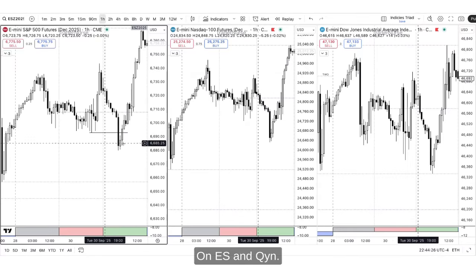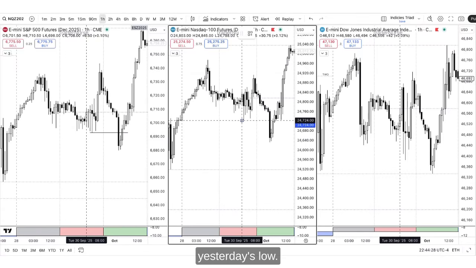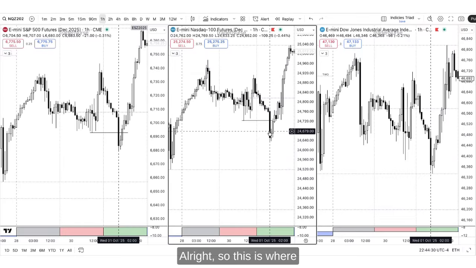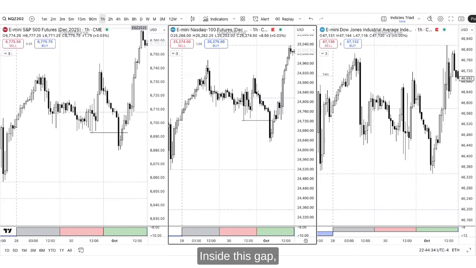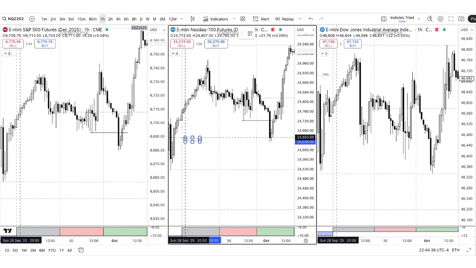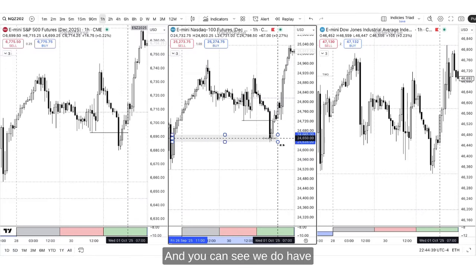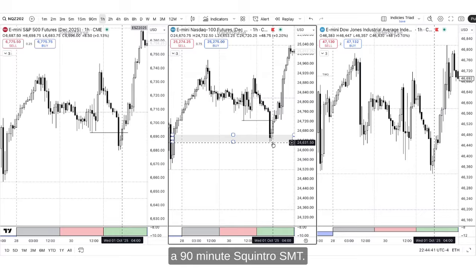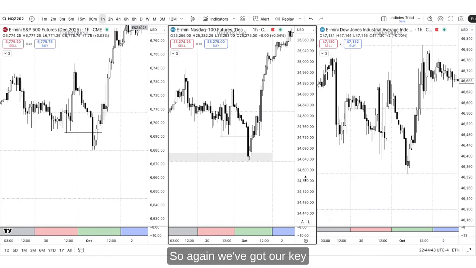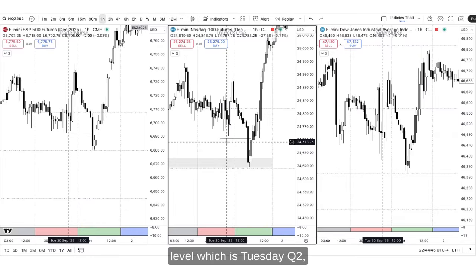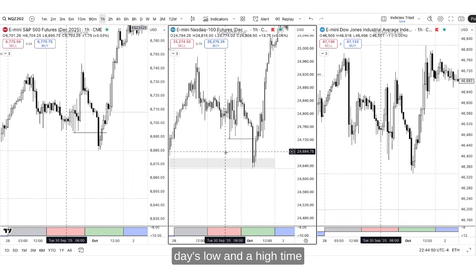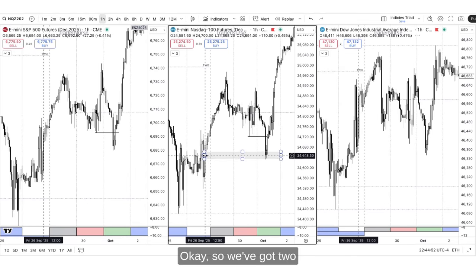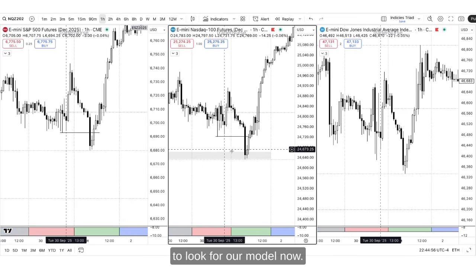On ES and YM. Now, see, we already take yesterday's low. All right, so this is where we're looking for our Kraken correlation to form. Where does it form? Inside this gap, this 1 hour gap. Okay, and you can see we do have a 90-minute sequential SMT. Okay, so again, we've got our key level, which is Tuesday, Q2, the low of Tuesday, the previous day's low, and a high time frame fair value gap. Okay, so we've got two key levels that we've already taken out. So this is where we can expect to look for our model now.